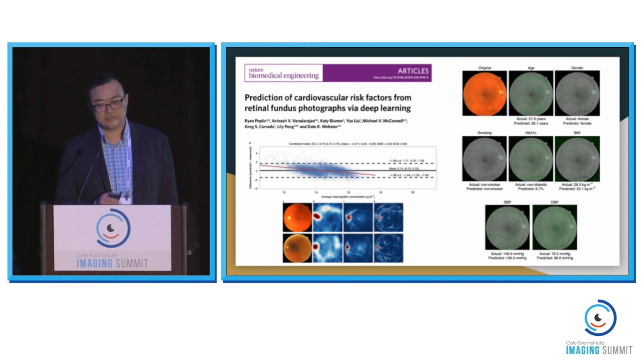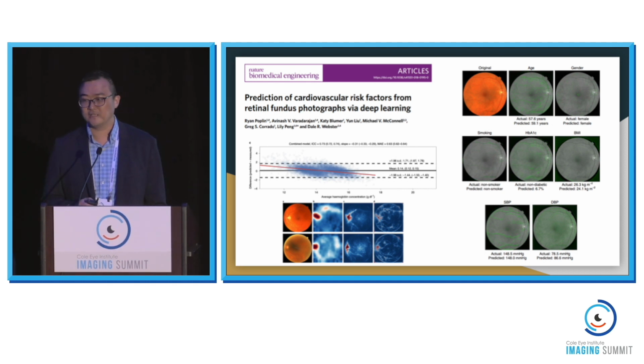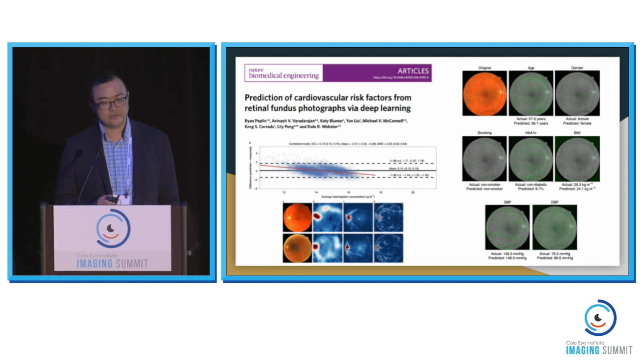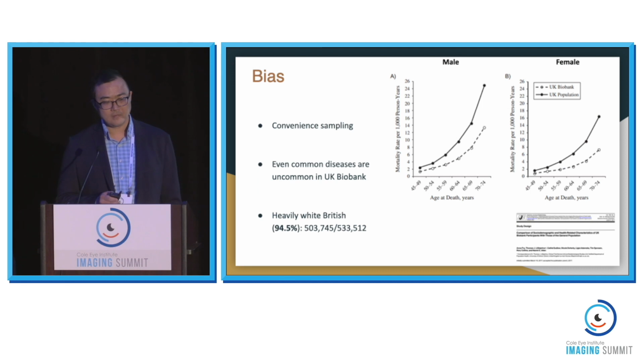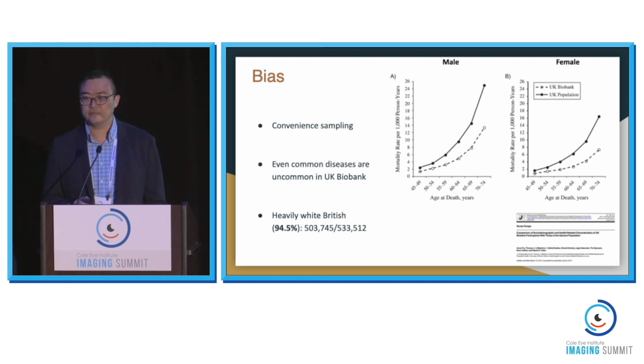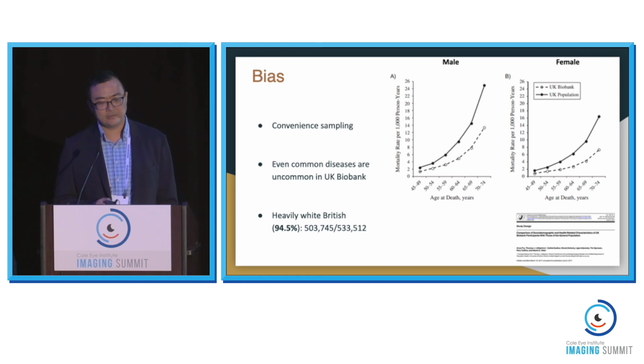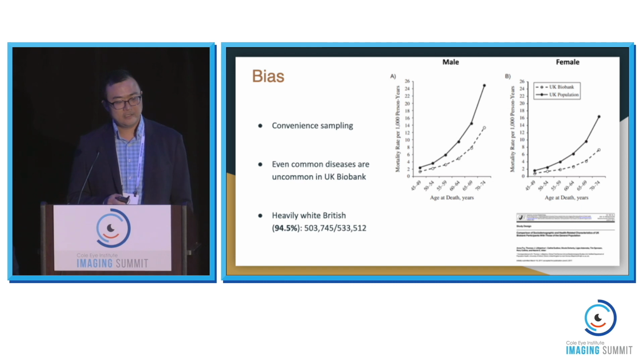They've gone on to do other work that showed that you could predict somebody's anemia status as well. So it's really powerful what they've been able to do using the UK Biobank. There's this issue of bias, though, with the UK Biobank. And one of the issues is that in order to have as many people as they did, they had to do convenient sampling. Basically, anybody who was willing to walk through the door, they took their pictures and their blood.